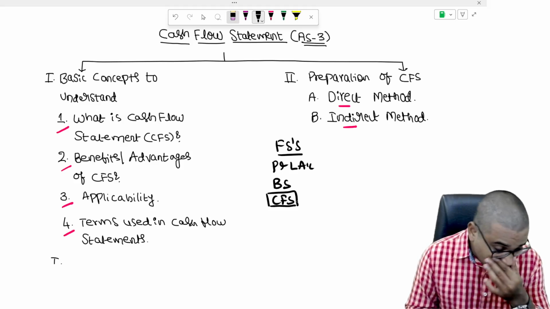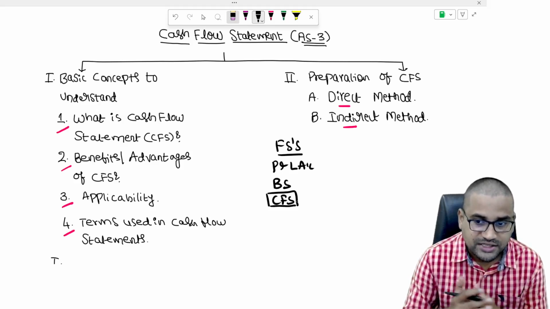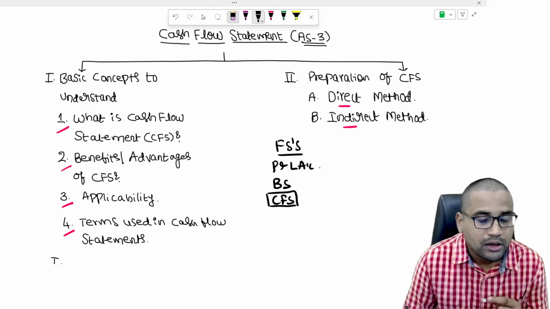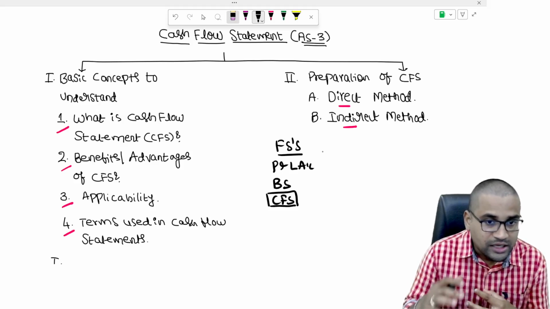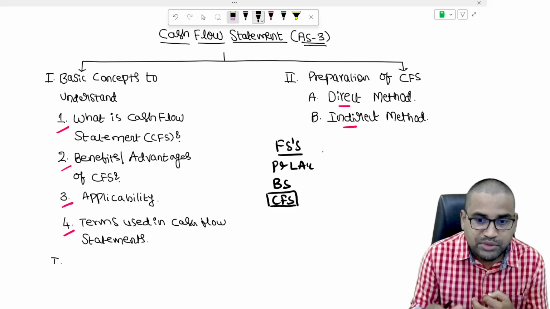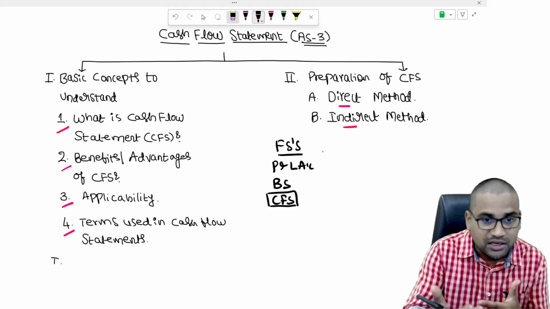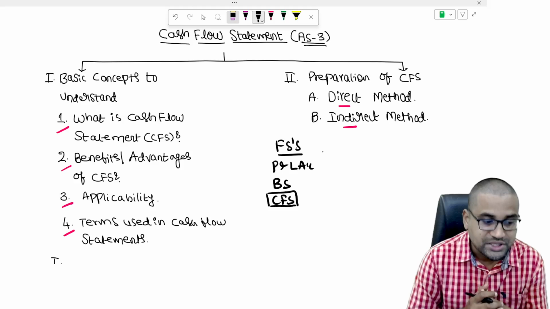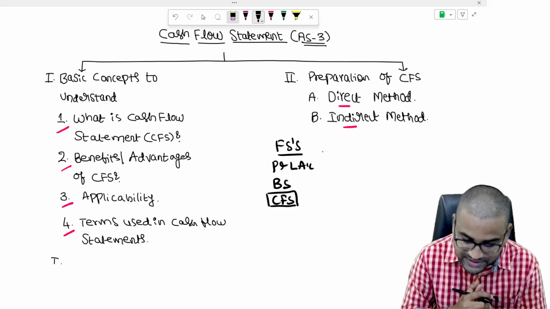But we have learned previously one chapter called preparation of financial statements of an entity. There I said we are going to cover cash flow statement as a separate chapter. Generally, cash flow statement is part of financial statements only. We have to learn along with financial statements like balance sheet, P&L. Cash flow statement is also one of the components of financial statements. But we are discussing this as a separate chapter.